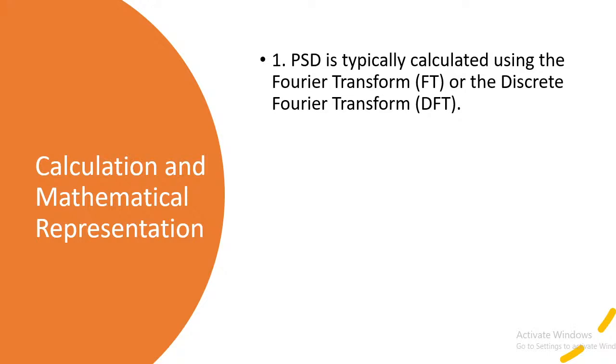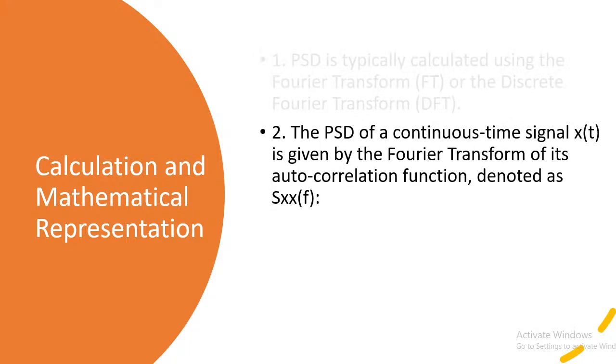Then how to calculate this? PSD is power spectral density. This is typically calculated using the Fourier transform or discrete Fourier transform. These two are going to be used. You have to be in the frequency domain. If you have a continuous time signal x(t), you will take its Fourier transform, then find the autocorrelation function, then find the PSD. PSD is S_xx, with subscript xx, and that you will get from the autocorrelation.